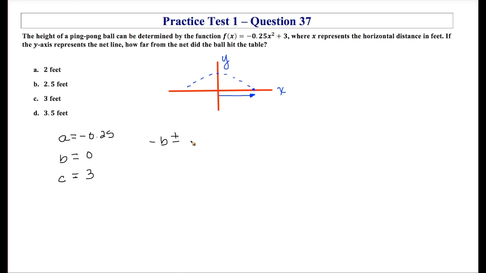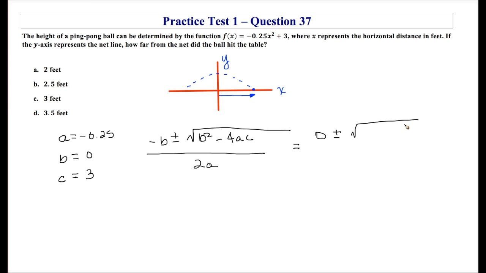The quadratic equation is negative b plus or minus the square root of b squared minus 4ac over 2a. Plugging in my values, I get 0 plus or minus the square root of 0 squared minus 4 times negative 0.25 times 3 over 2 times negative 0.25.